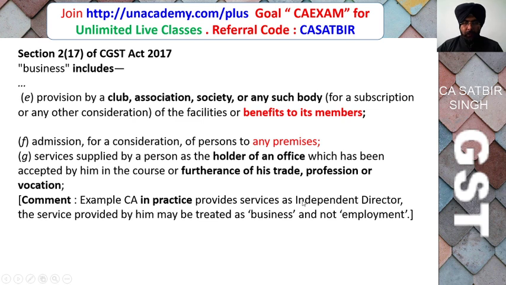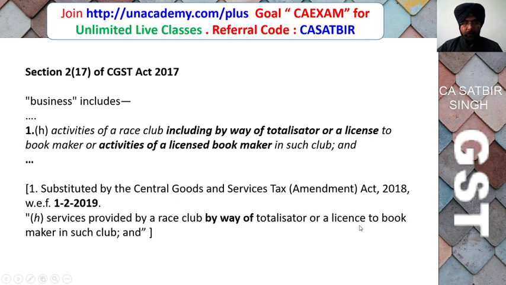Example, say a person in practice provides service as an independent director. The service provided by him may be termed as business and not employment in this case. Another activity that has been substituted here by the GST Amendment Act 2018 with effect from 1st February 2019 was the activity of a race club, including by way of totalizer or a license to bookmaker, or activities of a licensed bookmaker in such club.